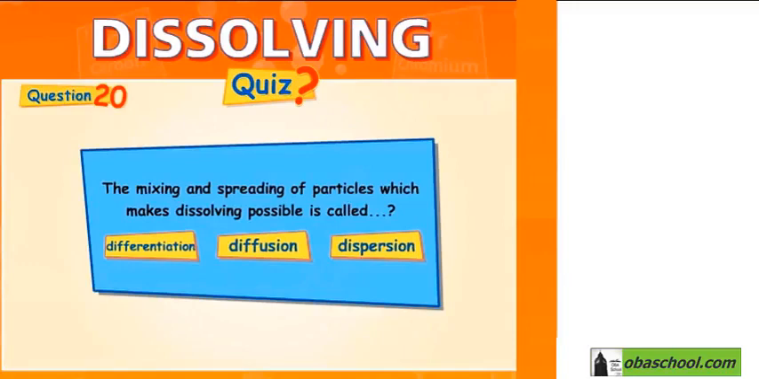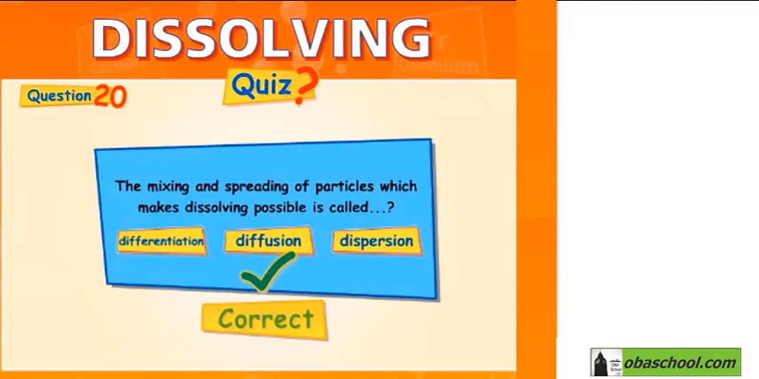The mixing and spreading of particles which makes dissolving possible is called differentiation, diffusion, or dispersion. When we mix and spread particles, making dissolving possible and easier, this is called diffusion.